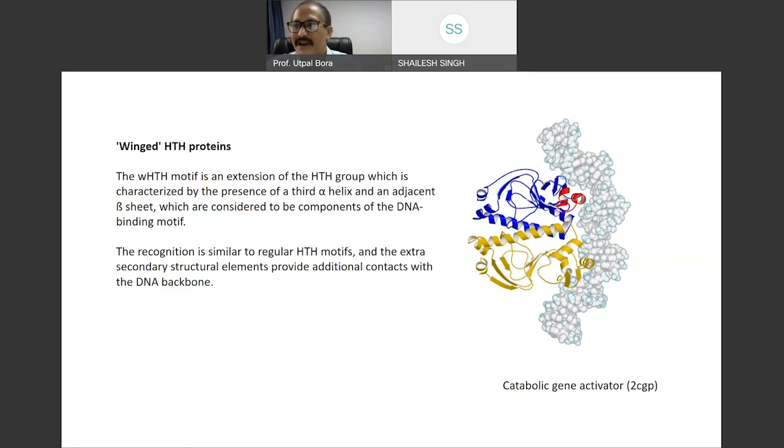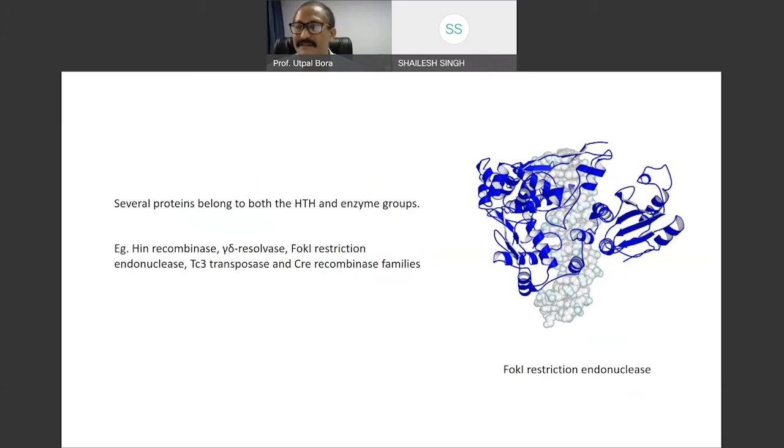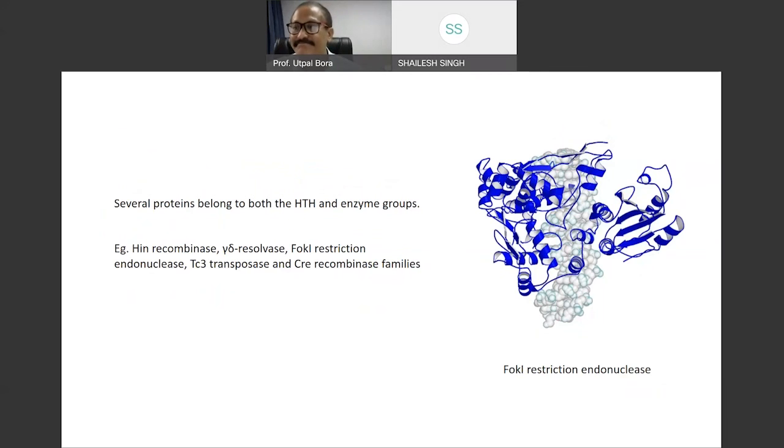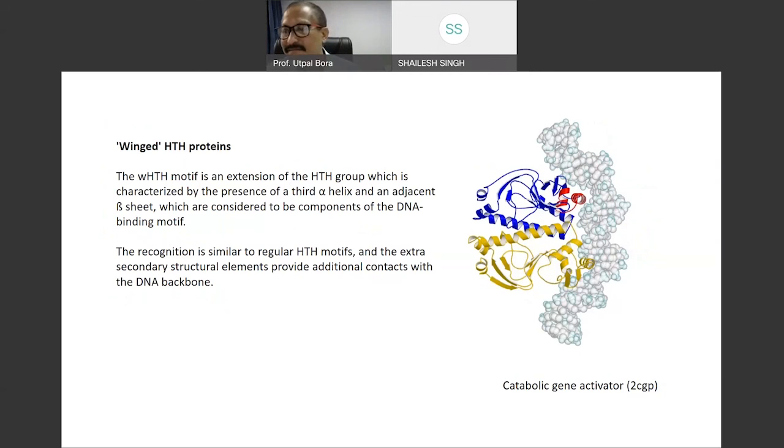So under this HTH, you have one special class called winged HTH. The name winged comes because if you go into this structure, it's a very simple structure of 20 amino acids, right? But here you have a much more elaborate and majestic and a complex structure. So how does this structure happen? It happens with the presence of a third alpha helix and an adjacent beta sheet, which are considered to be components of the DNA binding motif. So recognition is similar to the regular HTH motifs. You can see here it is binding to the major groove. There is a red portion, but the extra secondary structural elements provide additional contact with the DNA backbone.